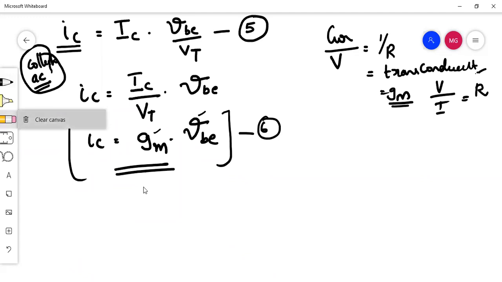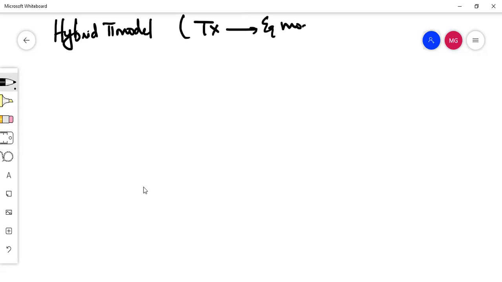Then, I am coming back to the topic we were discussing, that is, the hybrid pi model. So what is the hybrid pi model? I need to replace the transistor. I can create an equivalent model for the transistor. Please remember, not for the whole circuit, only for the transistor I need to make an equivalent model.